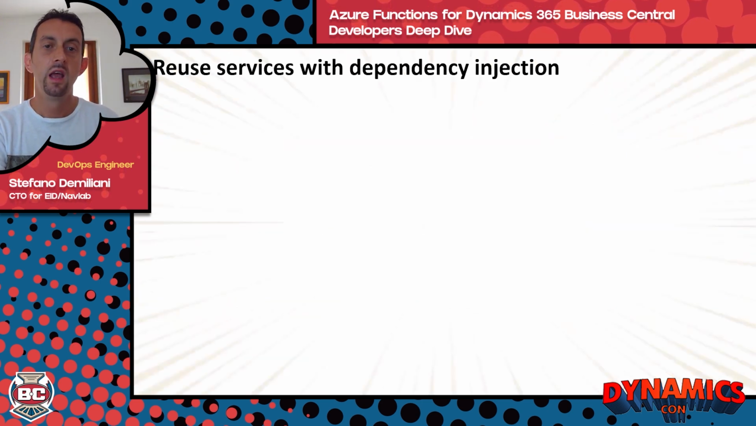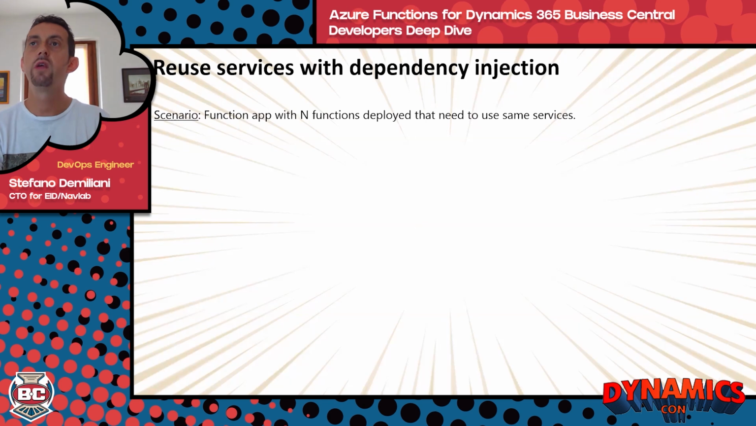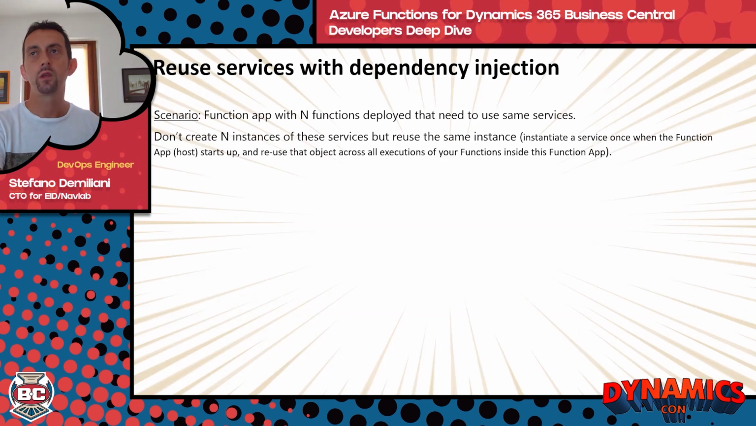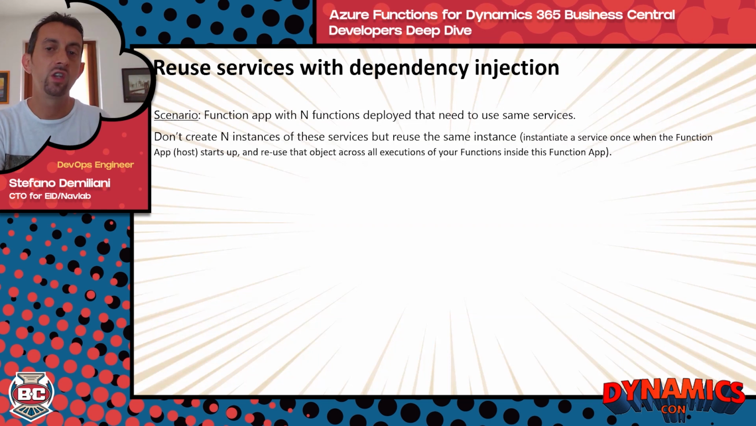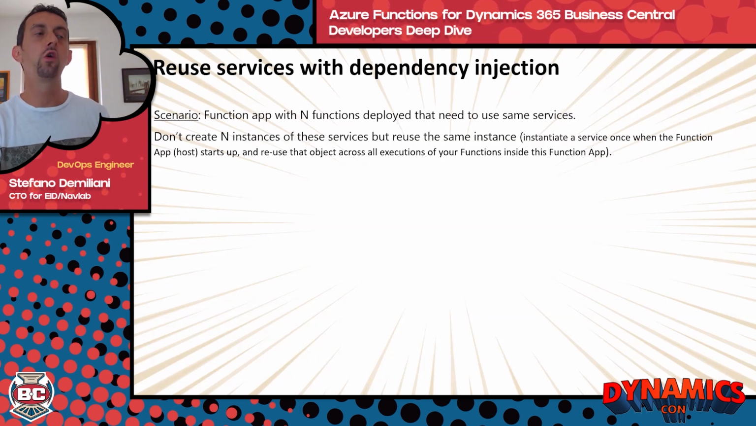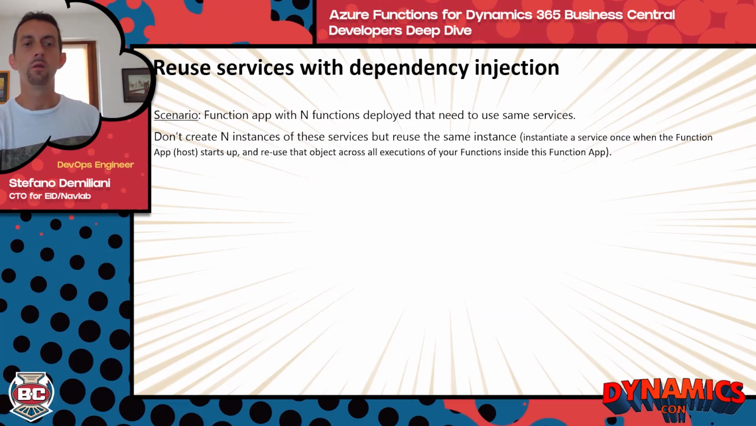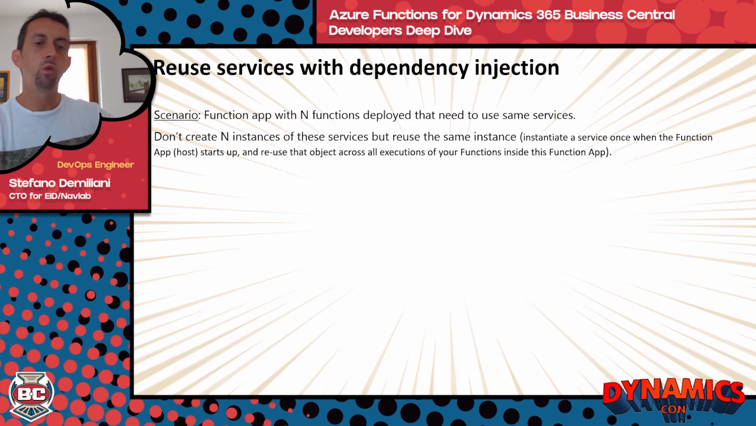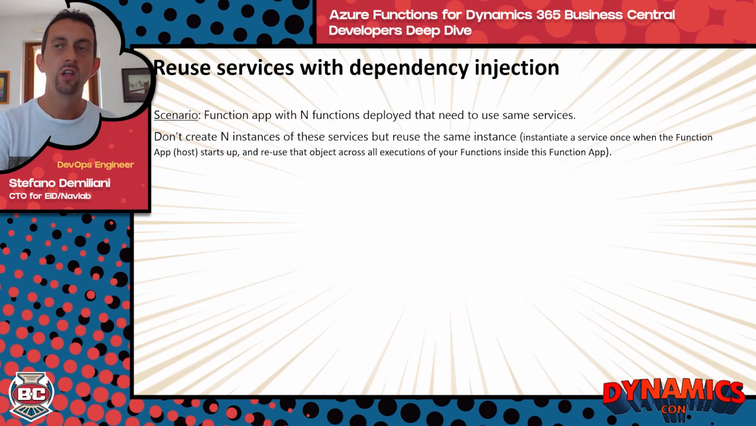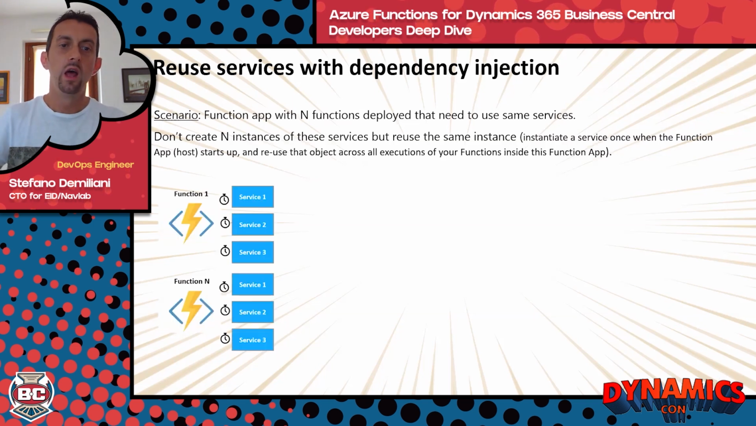Another topic that I want to leave here is when you have function apps and these functions use the same services. Imagine that you have different functions that go to an external system like a CRM system for retrieving orders, for retrieving items, for retrieving purchase orders and something like that. So every function app needs to connect to the external CRM.